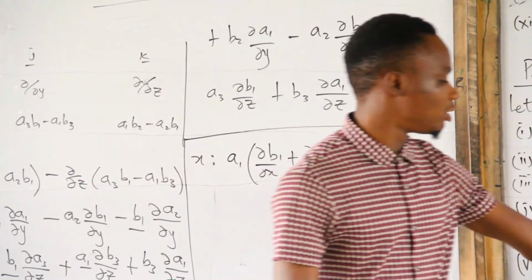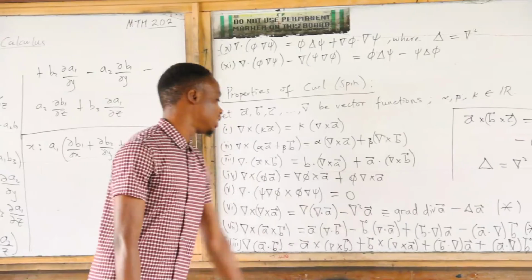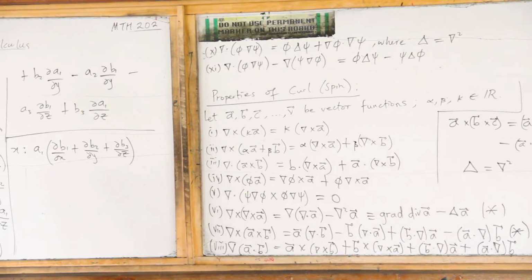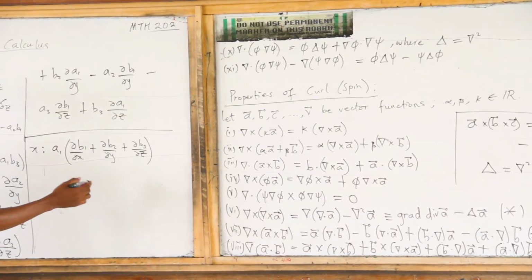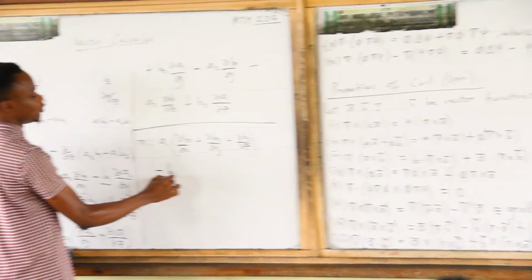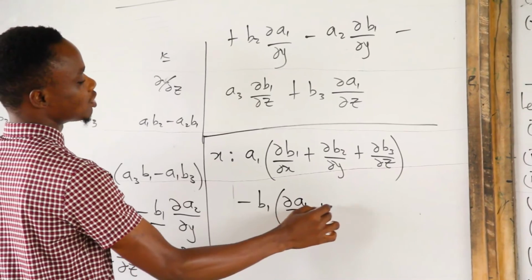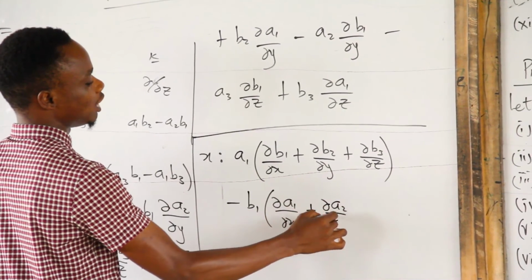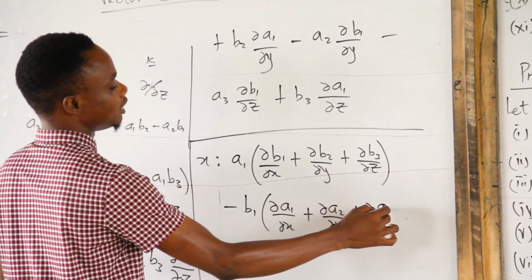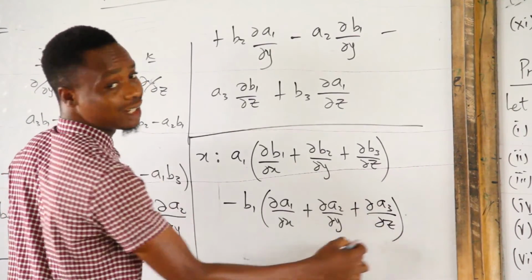Then you pick the next one, minus B. So lambda dot A is going to be what? That will be del A1 del X. So this is going to be minus B1 into del A1 del X plus del A2 del Y plus del A3 del Z. You understand that?